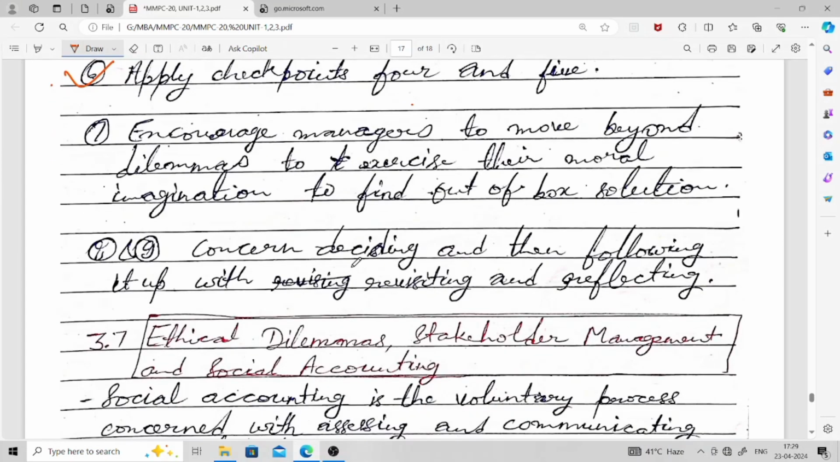And the eighth and ninth points included here concern deciding, and then following it up with revisiting and reflecting. So that is the eighth one, deciding and following, and then you have revisiting and reflecting. Decide means after considering all the checkpoints given above, you have to decide and then follow. And if it is worthwhile, then revisit and reflect whether the decisions taken were correct or not. And if not correct, then in those cases you have to make correct decisions.